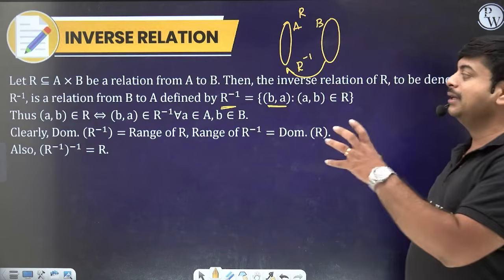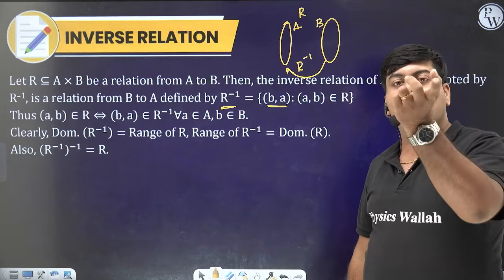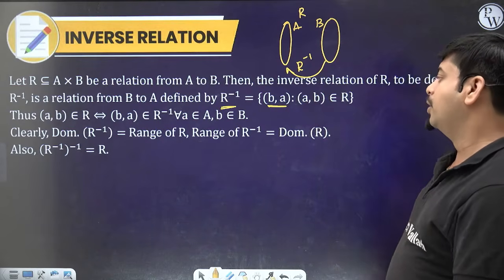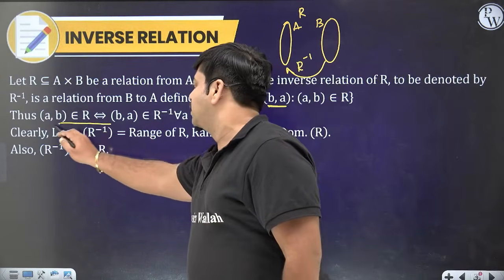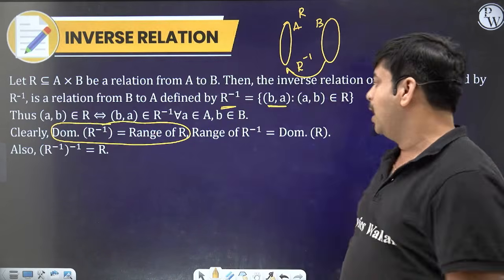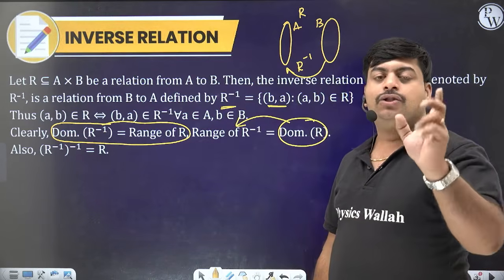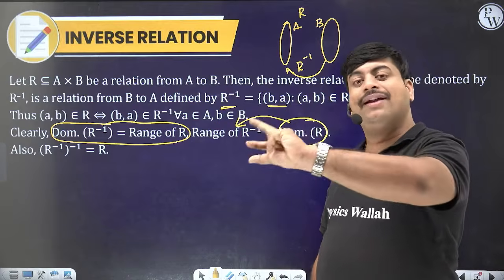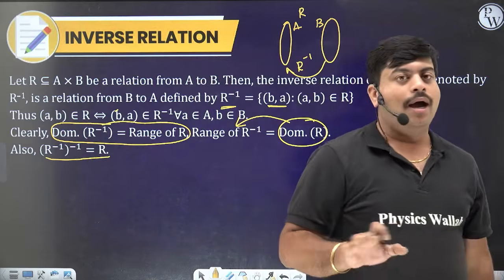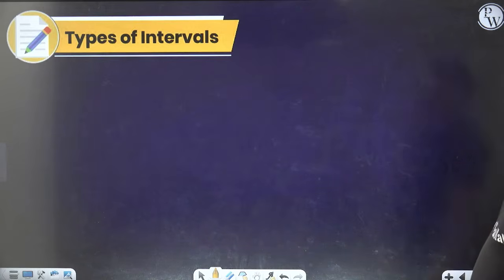So whenever we want to find the inverse of a relation, the complete domain should be converted to codomain, and codomain will be converted to domain. From there, the range will differ. The domain of R inverse will now become the range of R, and the domain of R now becomes the range of R inverse. So domain and range swap here. And once again, if you apply inverse, the inverse of R inverse is equal to R. Clear? All right.